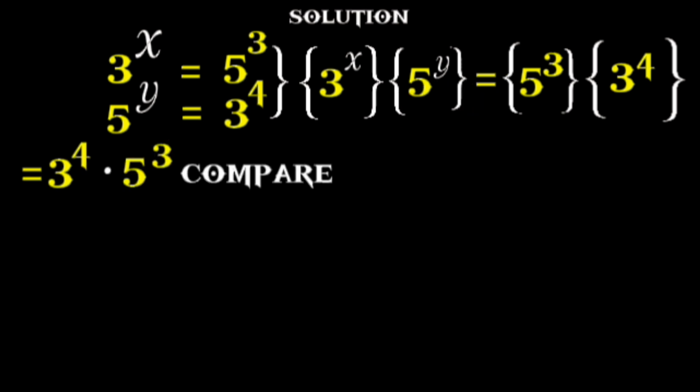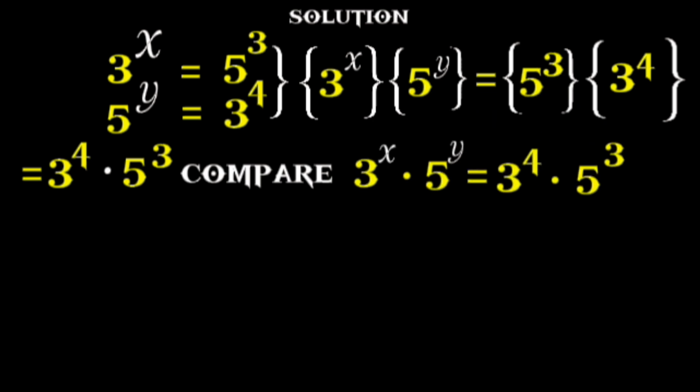Now, compare both sides carefully. 3 raised to the power of x times 5 raised to the power of y equals 3 raised to the power of 4 times 5 raised to the power of 3. For both sides to be equal, the powers must match. That means x must be 4 and y must be 3.